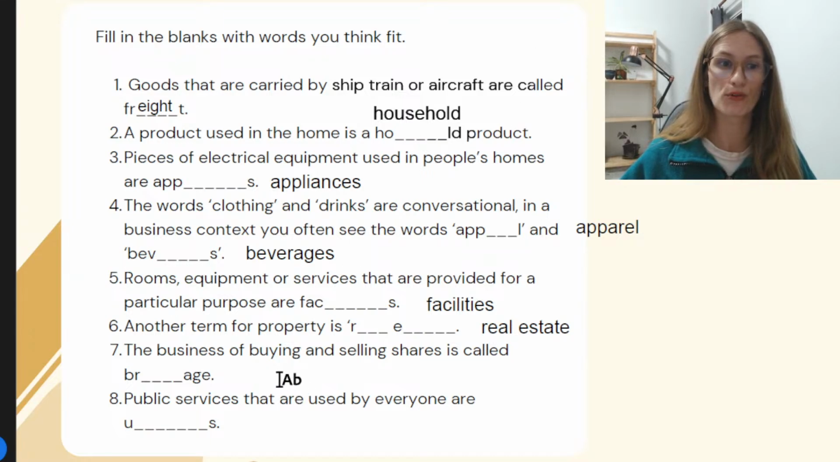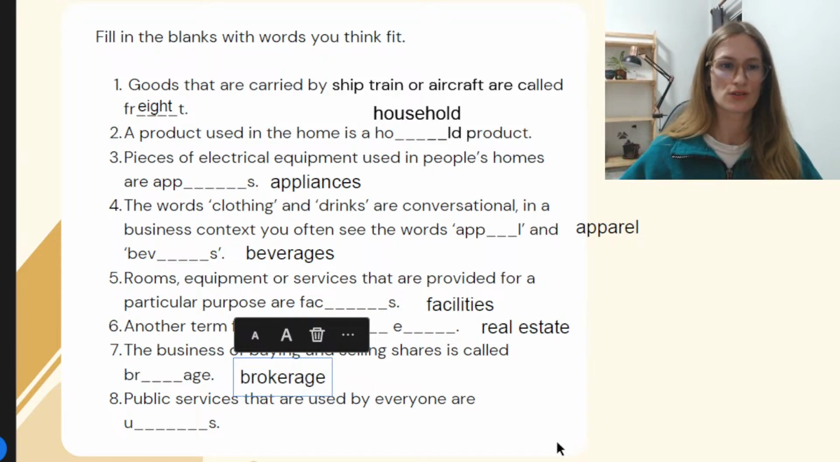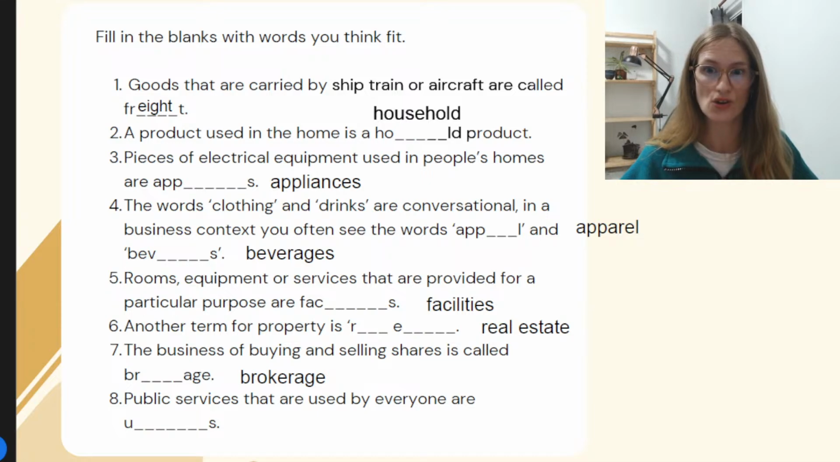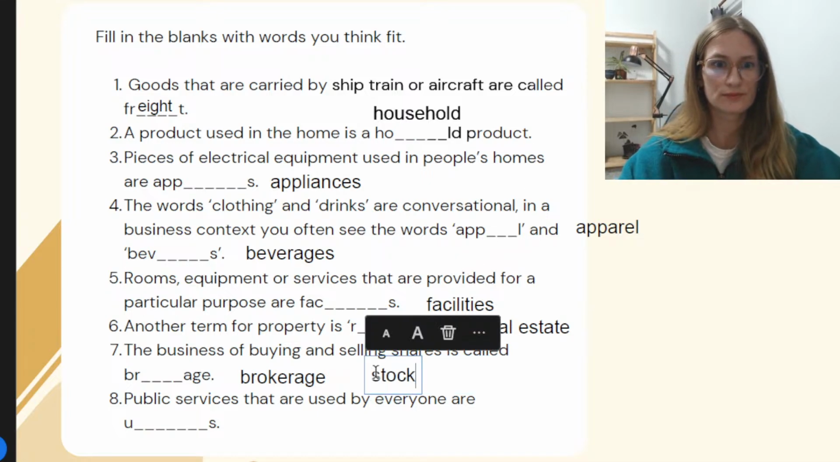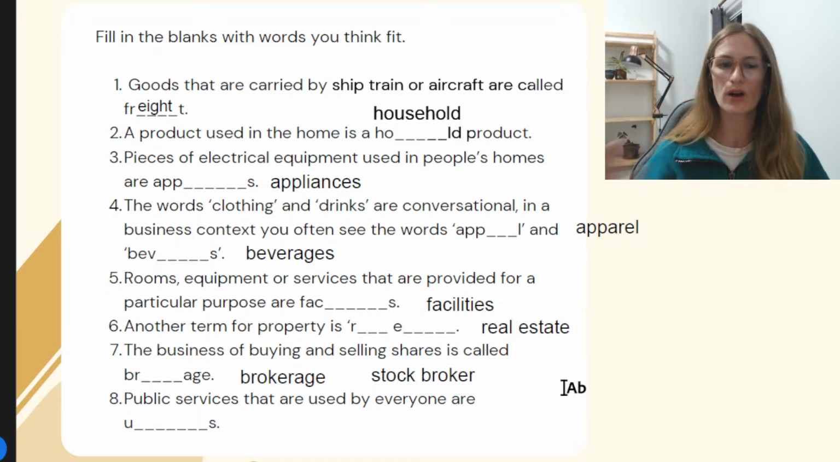This one is brokerage, okay? Brokerage. So you don't really have to know this unless you buy and sell shares or have an accountant or have a stockbroker. The person that works there is a stockbroker. You won't come across this word often. But if you ever see someone that says they work in a brokerage, this is what it refers to. Their job is to buy and sell shares.